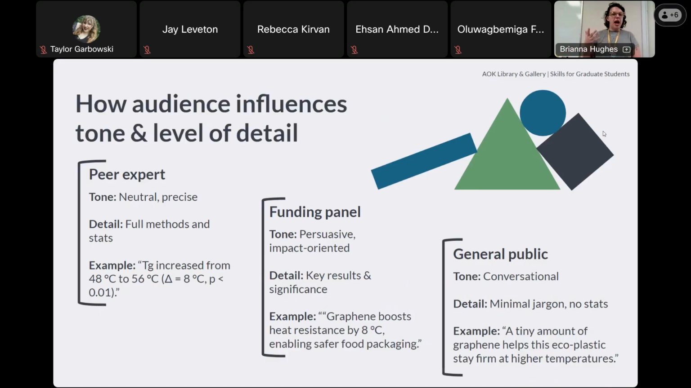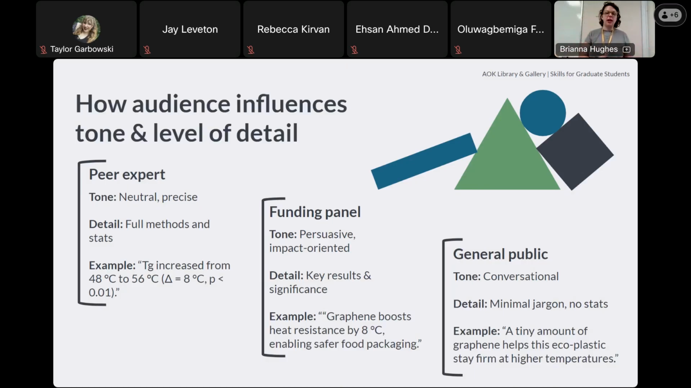So let's talk a little bit about how audience plays a role in all of these. Depending, your technical writing may be seen by a number of different people. And a lot of times when you're writing, you have an idea of who it is that's going to be looking at this, whether it's a group of peer reviewers for a journal you're applying or submitting to.